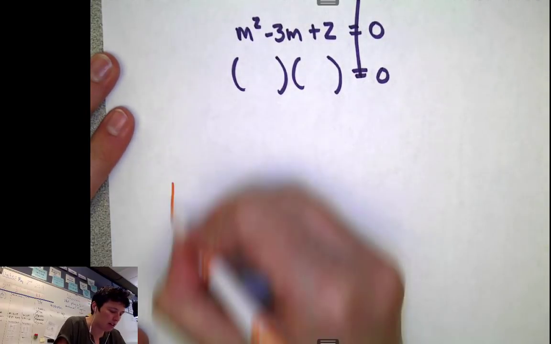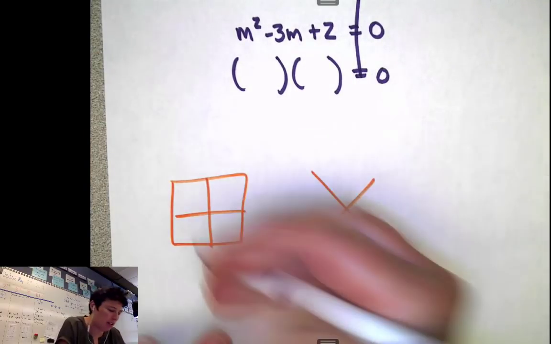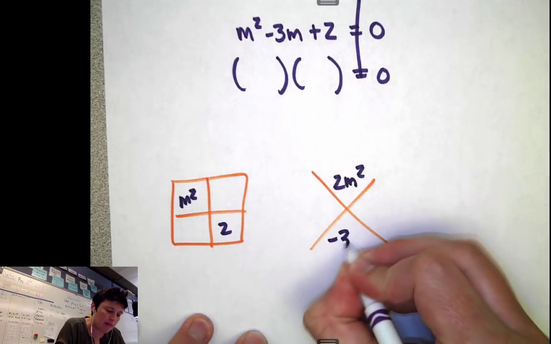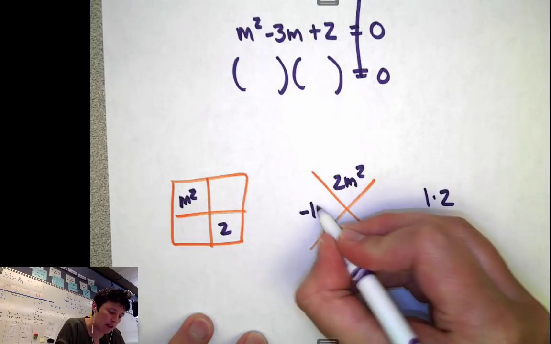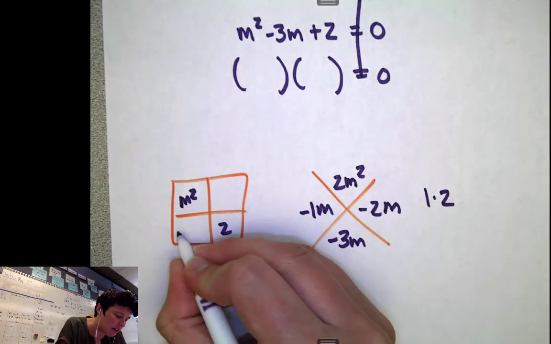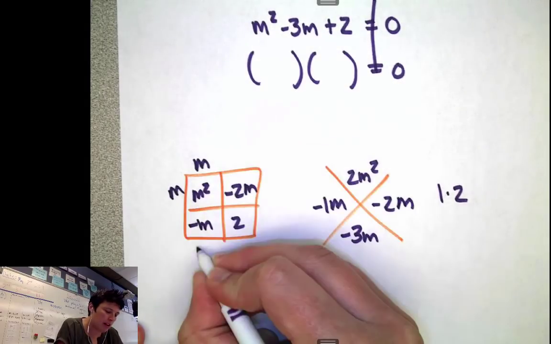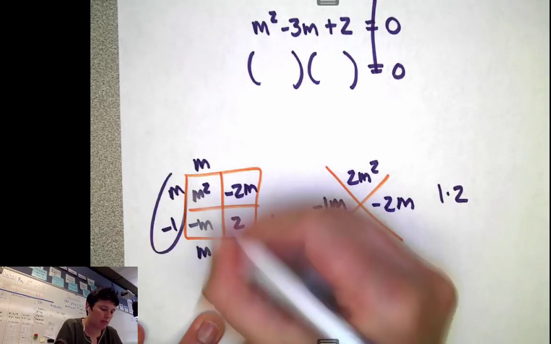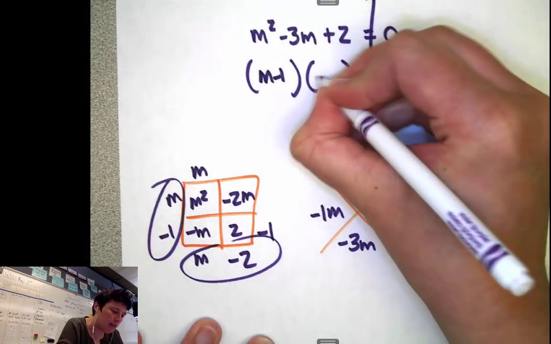I'm going to set up my rectangle, set up my diamond. I'm going to fill in my missing parts, m squared and 2, so that's 2, m squared, and a negative 3m. Not very much multiplies to 2, just 1 times 2 really. But I'm going to use a negative 1m and a negative 2m to get a negative 3m. So we've got a negative m and a negative 2m. M times m is m squared. M times negative 1 times a negative 2. There's my parentheses. So in my parentheses I have m minus 1 and m minus 2.